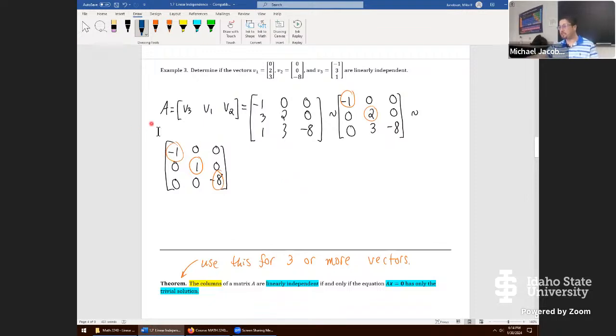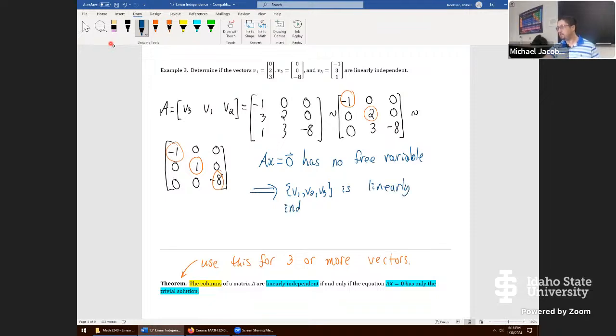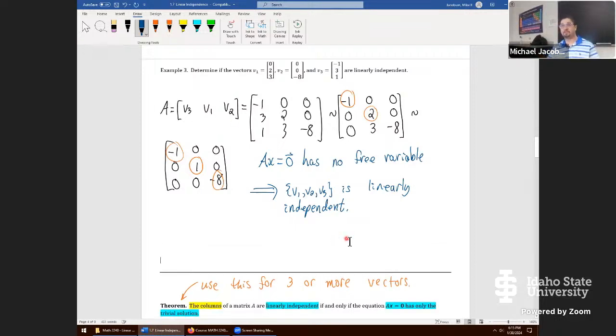Exactly. If we have no free variable because there's a pivot in every column, this is independence. You could write out your answer kind of like this. Ax = 0 has no free variable, and this implies v1, v2, v3 is linearly independent. So we have independence of those vectors. That's quite nice. We'll see lots of interesting stuff we can do with that later on in chapter 4.